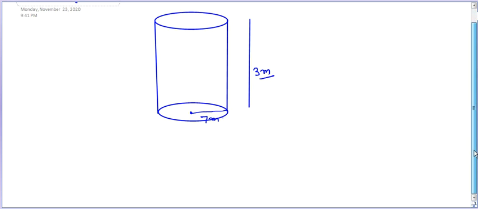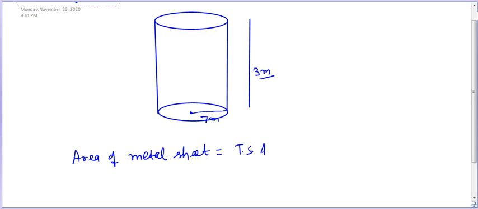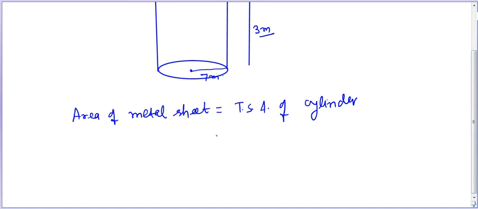So again I tell you that no need to draw this diagram. So we just write, how much sheet of metal is required? Area of metal sheet is equal to TSA of cylinder. Now what is the TSA? It is just 2 pi r into r plus h.